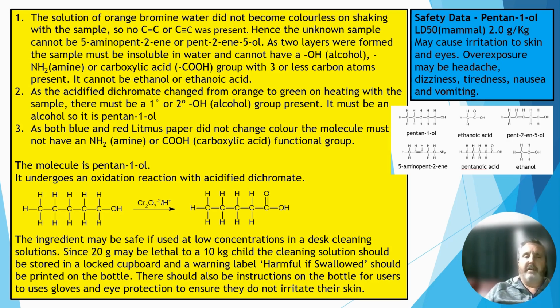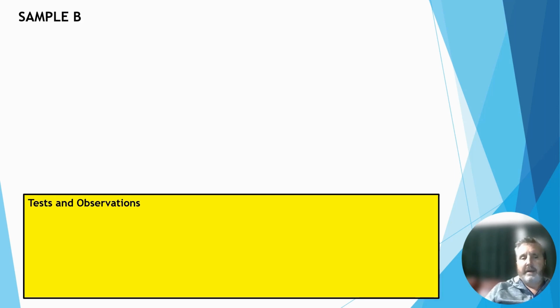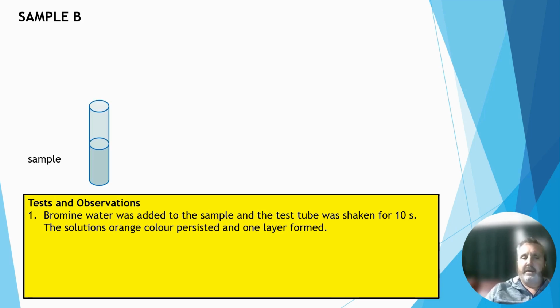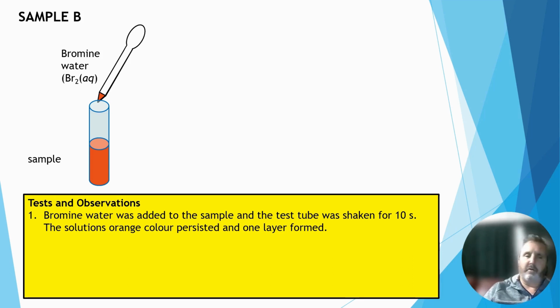Okay, so let's have a look at our second sample. Sample B. The first thing I'm going to do is add bromine water to it. So here's sample B, add bromine water, shake. Notice here, I can't see 2 layers. There's only 1 layer and it's orange. So we write down the orange color stayed, or brown, however strong your bromine water is, it's going to look either orange or brown. And there is only 1 layer. That means that whatever the sample was, it must be soluble, and I'm already thinking it's going to have 3 or less carbons and be an amine, a carboxylic acid, or an alcohol.